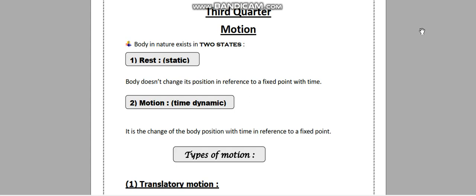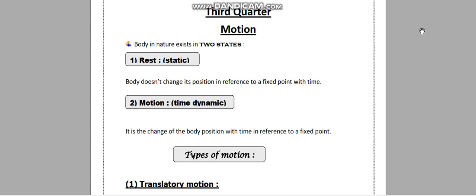So anybody in rest state, or static, means the body doesn't move from its position. Anybody you see around you in static doesn't change its position, so it's in rest or static. So that is the first state of anybody. The second state we will talk about mainly today is the motion, or the dynamic state. The motion means that the body changes its position as time passes.